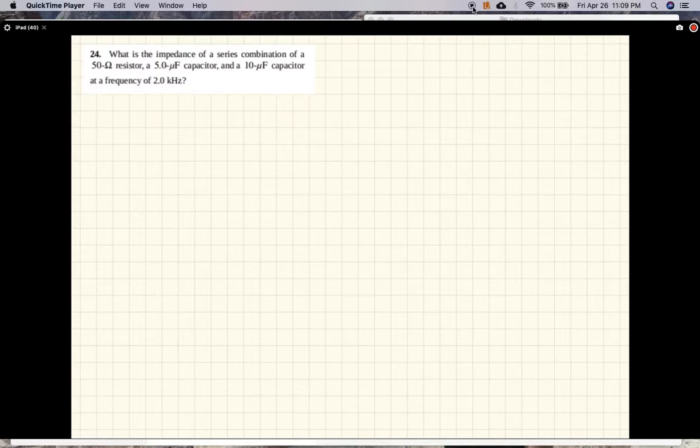Okay, this problem says, what is the impedance of a series combination of a 50 ohm resistor, a 5 microfarad capacitor, and a 10 microfarad capacitor at a frequency of 2 kilohertz?